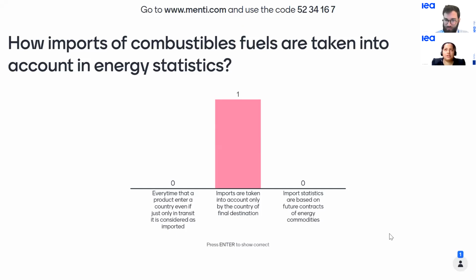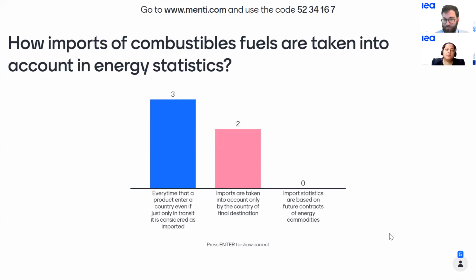So the first question is, how are imports of biofuels, of combustible fuels, taken into account in energy statistics? How would you report imports of combustible fuels? Is it every time that a product enters a country, even if only in transit, that it is considered as import? Do you report only imports by country of final destination? Or are import statistics also based on future contracts of energy commodities?